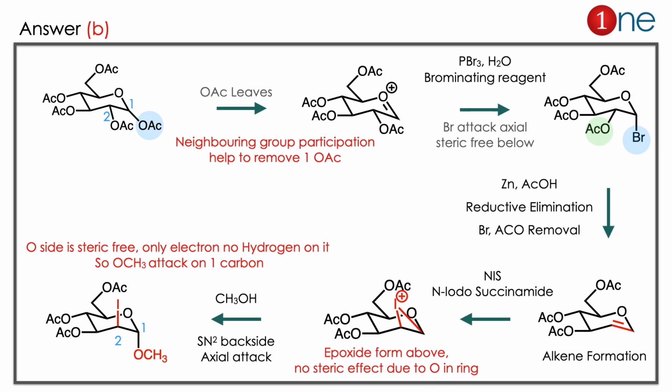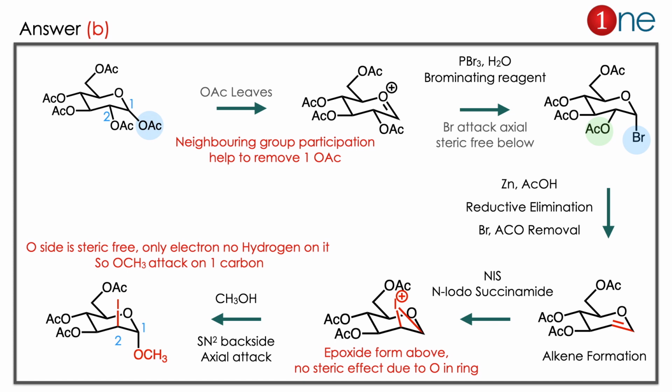The answer is B. Let us see how. The starting material is a 6-member system. You have one oxygen in the hetero ring. So what really happens is the acetate near the oxygen will be removed due to neighboring group participation. So oxygen donates its lone pair of electrons, removal of acetate will be there. So acetate will be removed, alkene will be there.